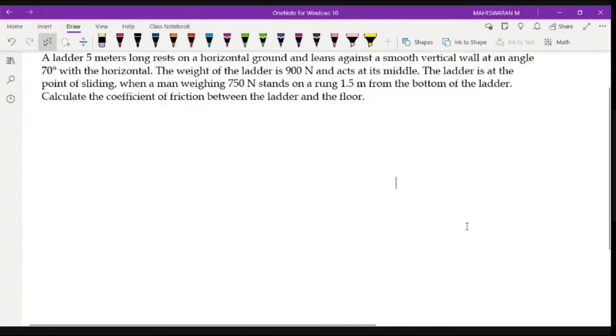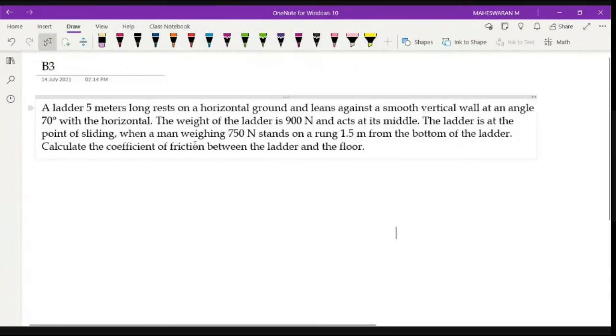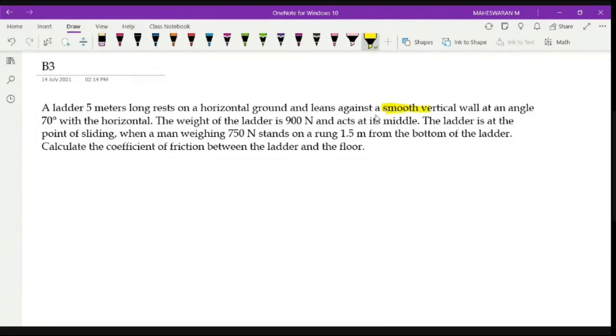The question says that you have a 5-meter long ladder leaning against a smooth vertical wall. When I say smooth vertical, it means that along that side you don't have any friction, with an angle of 70 degrees with the horizontal. It is given that the weight of the ladder is 900 Newton, which is acting at the center. So 5 meters means it is acting at 2.5 meters.